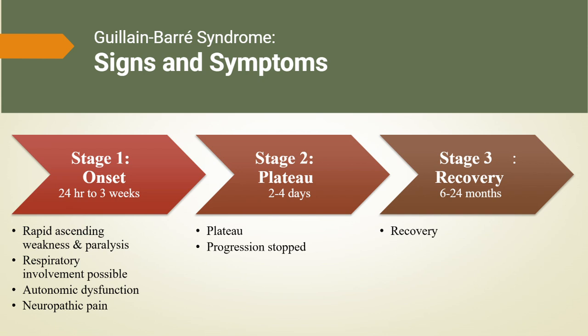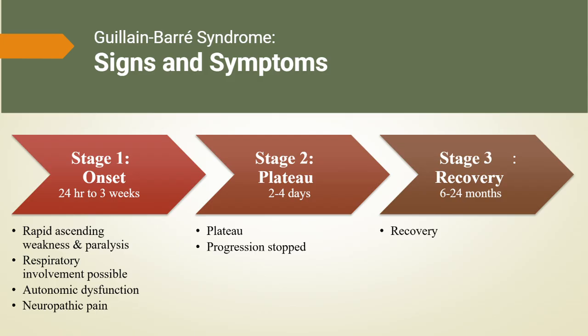There are the 3 clinical stages of Guillain-Barré syndrome, which help us understand how signs and symptoms progress and what we might see as nurses at each point in the disease. Guillain-Barré syndrome almost always follows a predictable pattern, starting with rapid worsening, then a plateau, and then a gradual recovery.